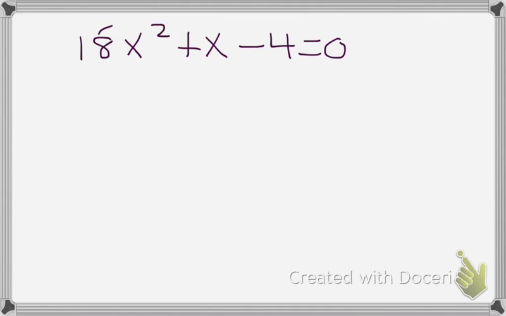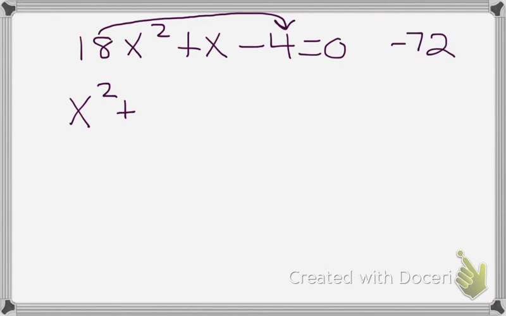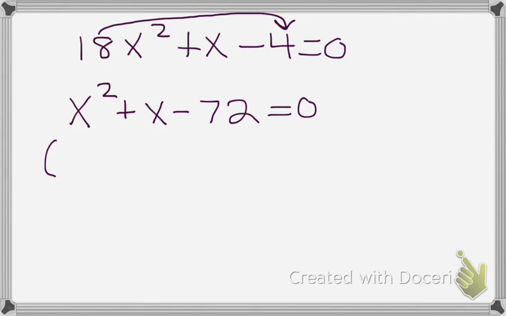So the first thing you do is you take 18 and you multiply it by negative 4. Tell me what you get. Negative 72. All right. So I have x squared now plus x minus 72 equals 0. All right, so what multiplies to give me negative 72 that adds to give me 1? 9 and 8. Which one's positive, which one's negative? Negative.